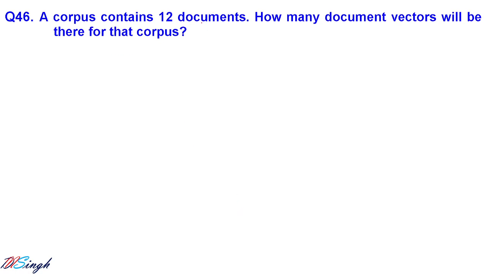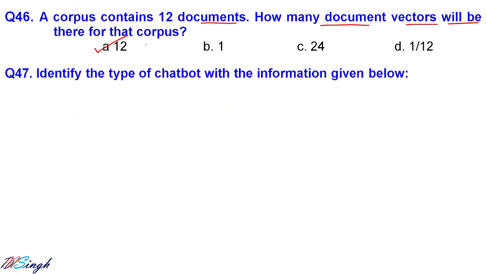A corpus contains 12 documents. How many document vectors will be there in the corpus? We know that for all the documents, their corresponding document vectors will be there. So the correct answer is A. We are going to have 12 document vectors. And this is a question from the bag of words algorithm, where you have different steps in it, like tokenization, and then creating a vocabulary, after that creating document vectors, then inverse document frequency, IDF, and so on. So bag of words algorithm and confusion matrix, very important.